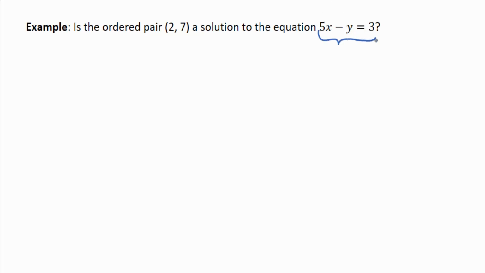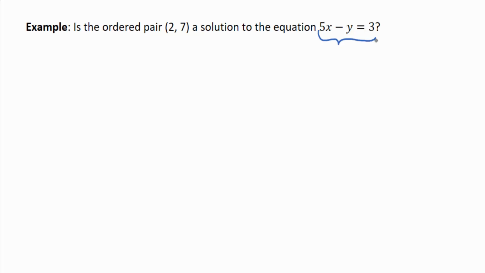So check out that equation, 5x minus y equals 3. So here's the thing, it no longer has one solution, right? Like if you were solving 5x minus 2 equals 8, it would have one solution. Add 2 to both sides, divide by 5. It would have one solution. But because there are two unknowns, it doesn't have just one solution. It has an infinite number of solutions.